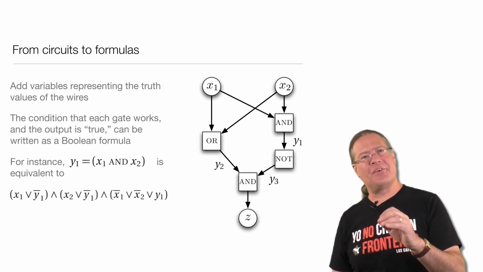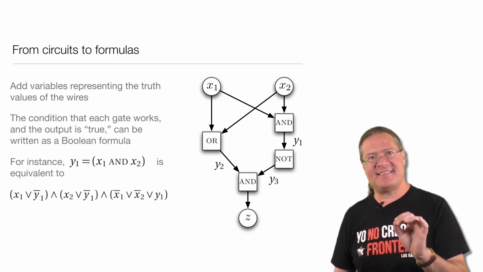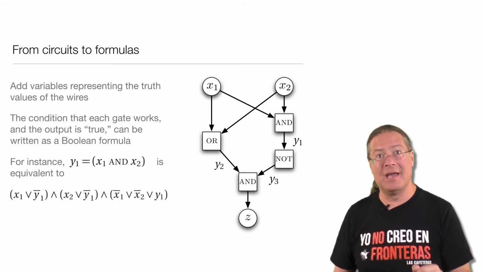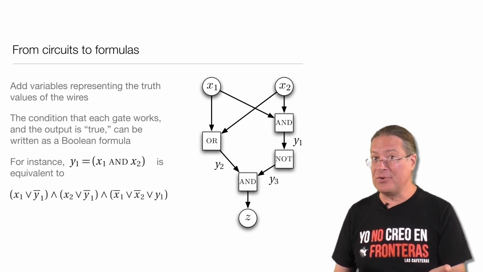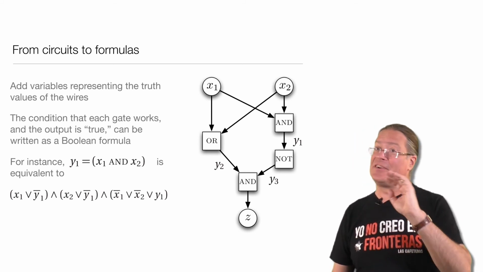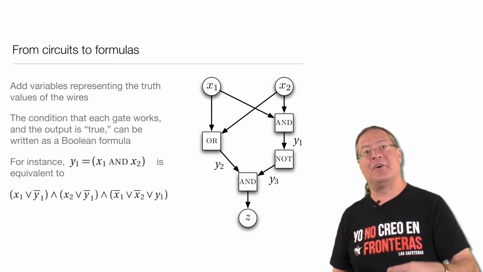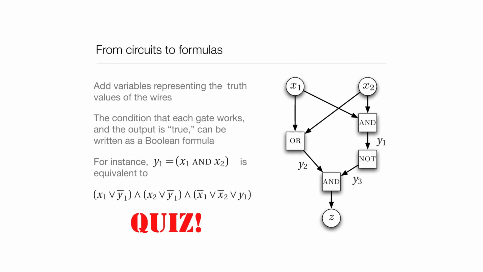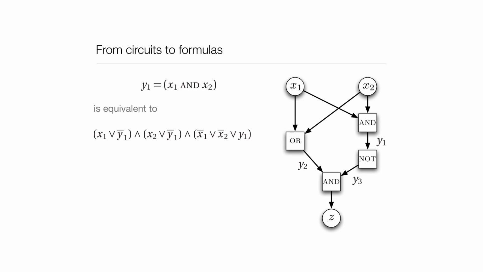So, what does this little formula say? It says either X1 is true or Y1 is false, and either X2 is true or Y1 is false, and on top of that, either X1 is false or X2 is false or Y1 is true. That's what this says. All right, so here's a quiz for you. Check that this logical formula, which is this AND of these three ORs, is equivalent to the claim that Y1 is the AND of X1 and X2.